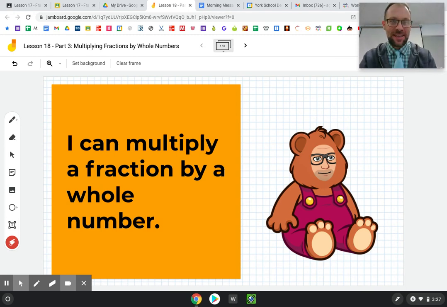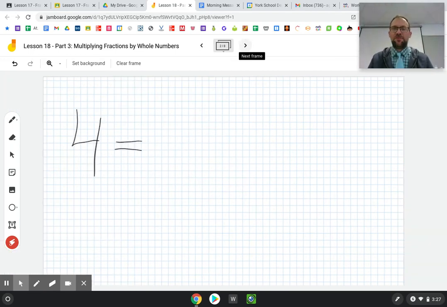Today's learning target is I can multiply a fraction by a whole number. We have been multiplying fractions by fractions. Today we multiply fractions by whole numbers, and as you'll see, there's not a lot of difference. Let's get started.